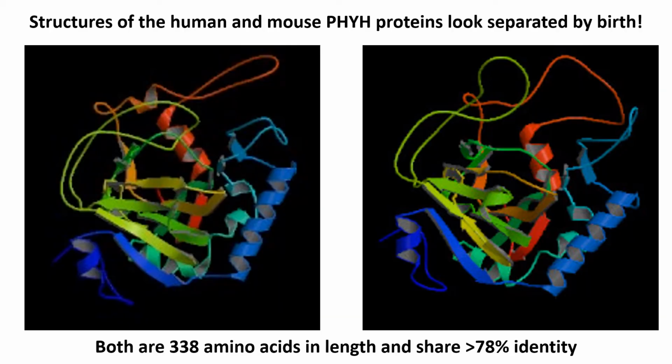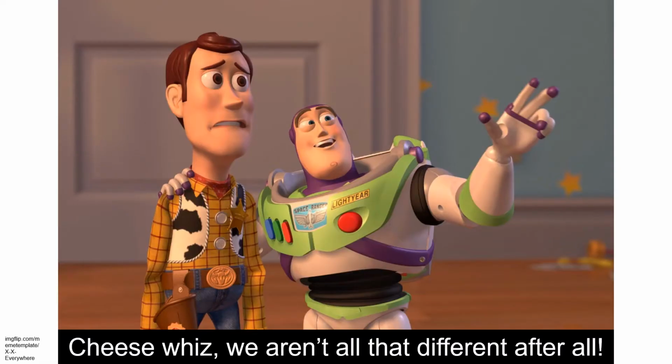So if you were to compare the human and mouse PHYH proteins and look at a predicted structure, you would see that the structures of these proteins look like they're separated at birth. They look very, very similar to one another, the panel on the left and the panel on the right. Both are 338 amino acids in length and share over 78% identity. So the only conclusion one could come up with from this data is that, gee whiz, we aren't all that different after all.